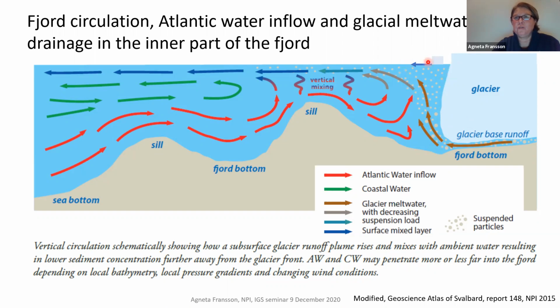And you also have meltwater from the surface, from the glacier, and you have this mixed water also flowing out of the fjord. And this is general circulation, and that also depends on wind and pressure gradients in the fjord.